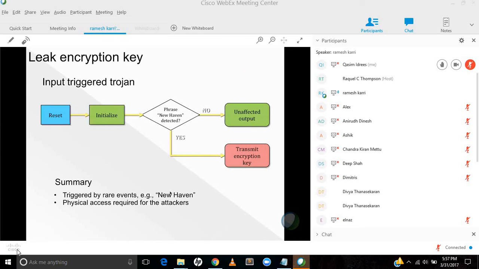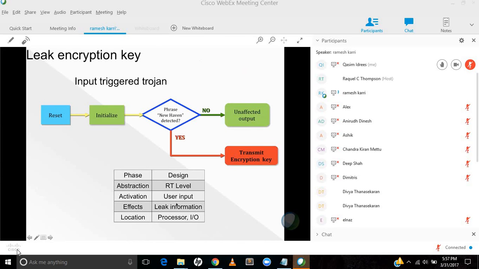I'll show you 3 examples. This one is from New Haven, a team from Yale. This was the cheat code that you had to enter, so you required physical access for the attackers. It was an input-triggered Trojan. This was the summary: it was done at the design phase, at the RT abstraction level. The activation style was user input. The effect was that when it saw this, it started leaking information, transmitting the encryption key without being detected.